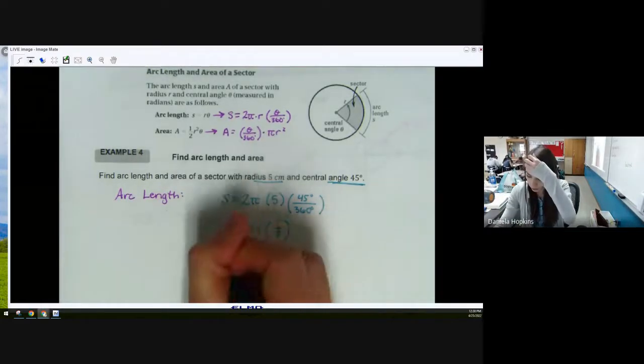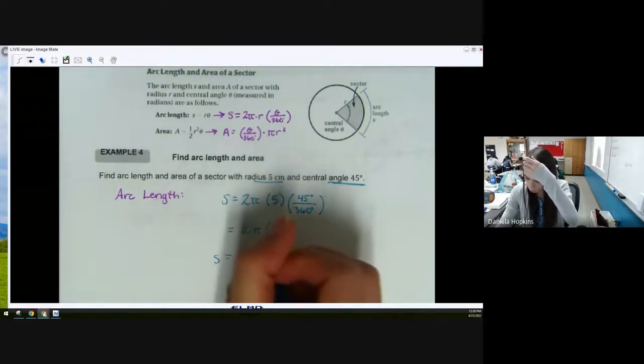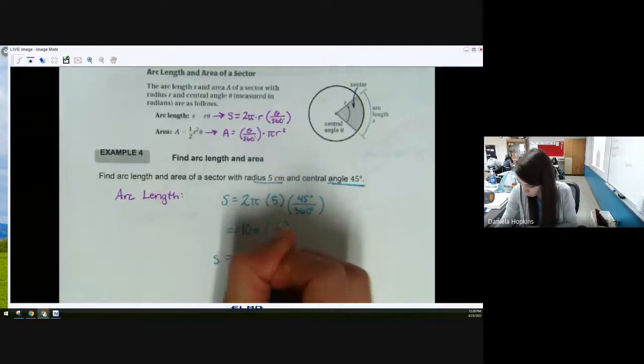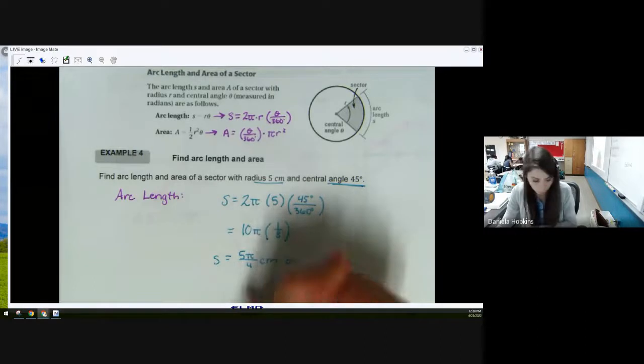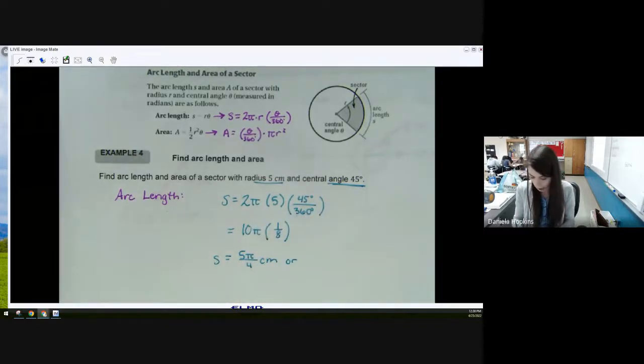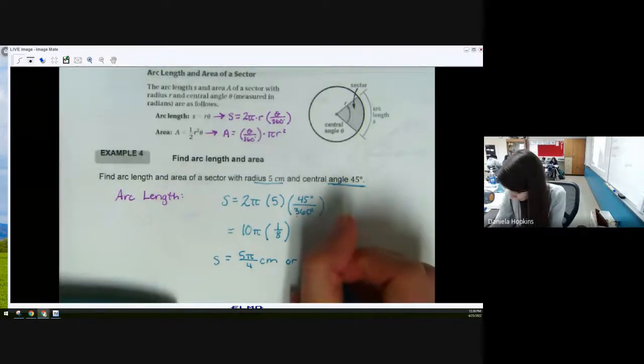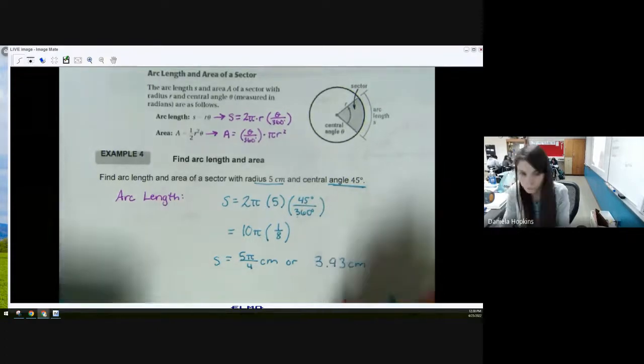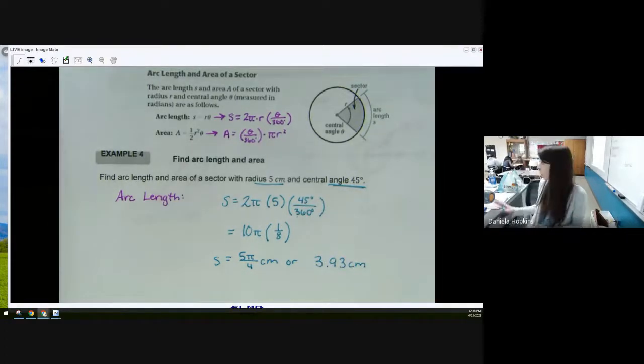So my final answer is that my arc length is 5 pi over 4 centimeters, or because in Go Formative I actually want the pi to be multiplied out, it'd be 5 pi divided by 4, or 3.93 centimeters, we'll say. On your Go Formative, just the last 2 questions, you will multiply the pi in.